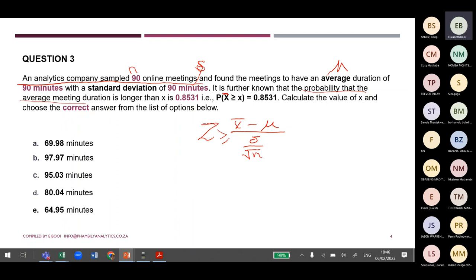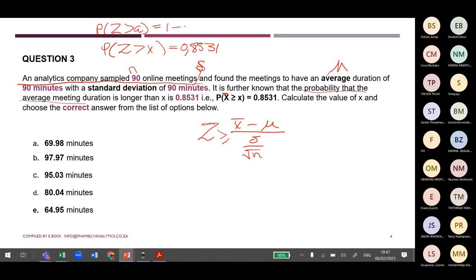At the moment, they have given you the probability and they're telling you that probability is 0.8531. So what they're saying is they went onto the table and found that the probability of our X is 0.8531. How would they have found that probability? Because the sign says greater than. How did they get to 0.8531? Do a reverse engineer.